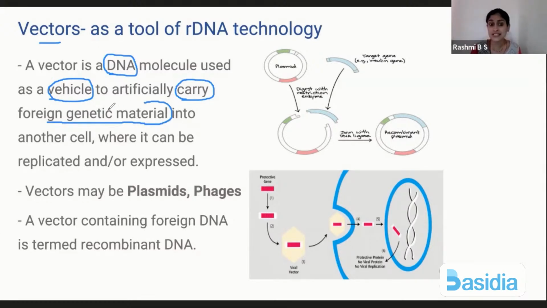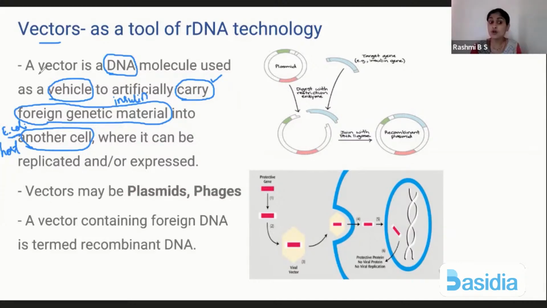In our case, what is the example for foreign genetic material? We are discussing insulin, right? Since last session, we have taken the example of a foreign gene like insulin. To whom is it given? To another cell, that is E. coli. So vectors are the vehicles, generally made of DNA, and their main function is to carry the foreign genetic material, the gene of our interest like insulin, into the host cell. Here in this example, the host cell is E. coli, right?